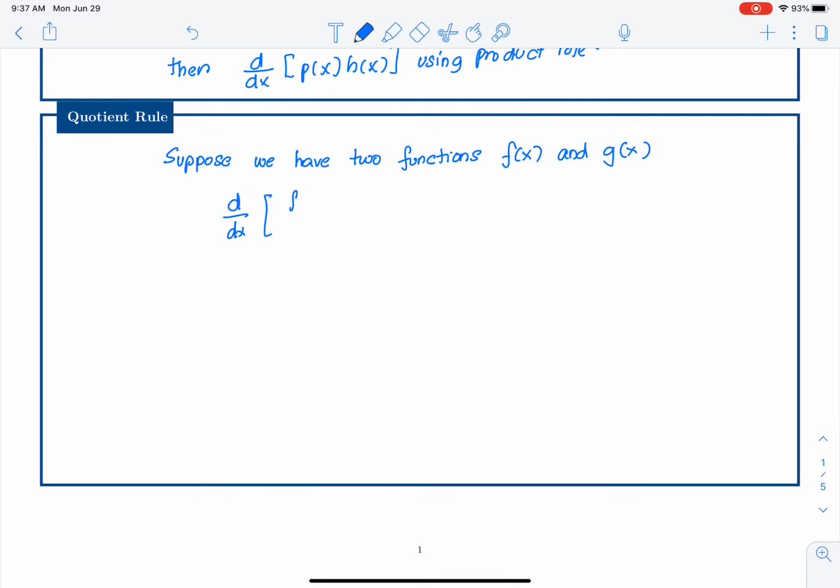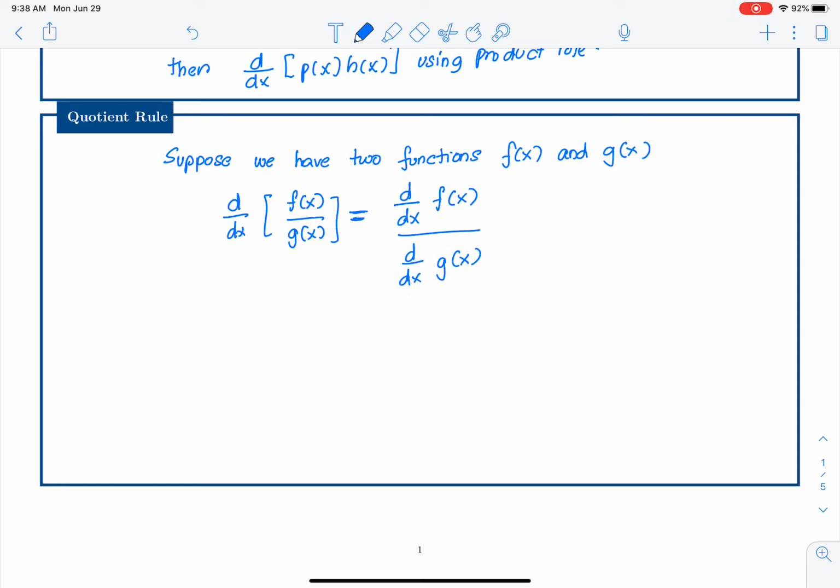Naturally, one might think, oh, we'll just take the derivative of the numerator divided by the derivative of the denominator and we'll be done with it. But that is wrong. Life isn't that easy.